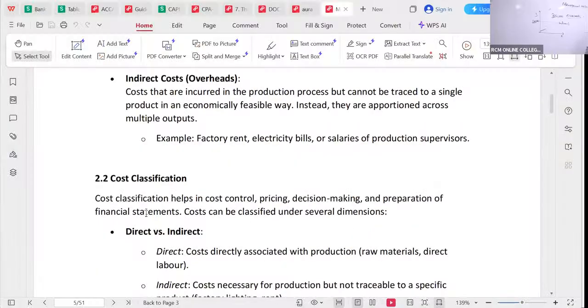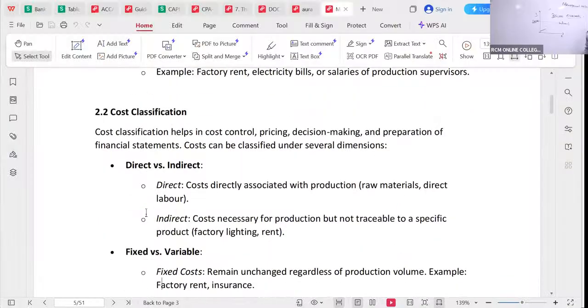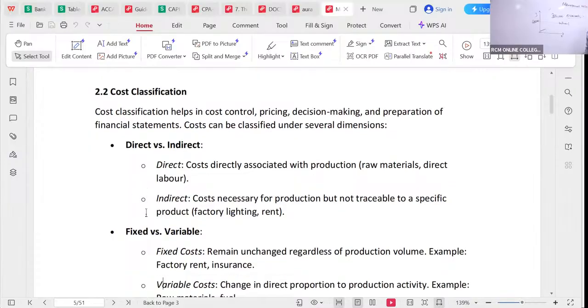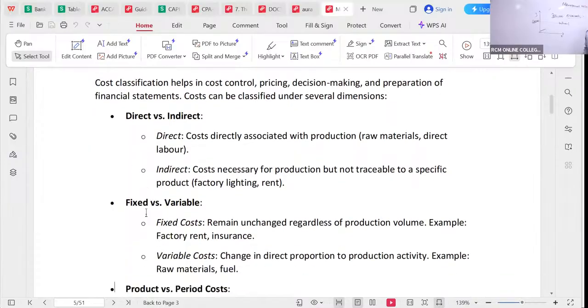Then we have cost classification, where you can see we have direct versus indirect. I don't have to belabor that. Yeah. We have fixed versus variable. The same. What are fixed costs?